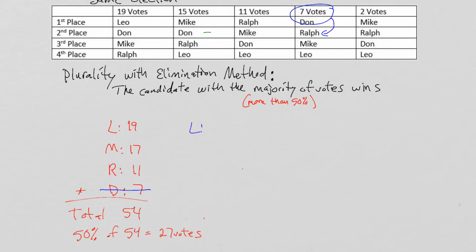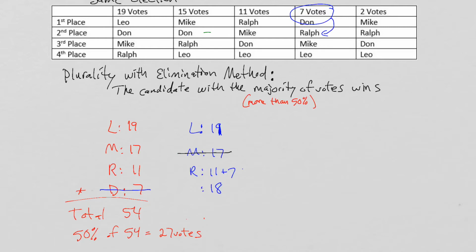So in the second election, assuming everyone votes the same way, Mike is going to stay the same, and Ralph is going to get 11 from previous plus Don's 7 votes, which brings him to 18. And still, no one has achieved more than 27 votes. So now we need to go ahead and hold another election. We need to eliminate the last place. So in this case, it would be Mike.